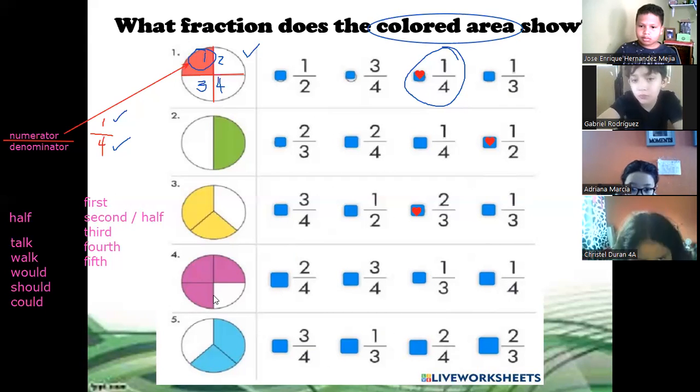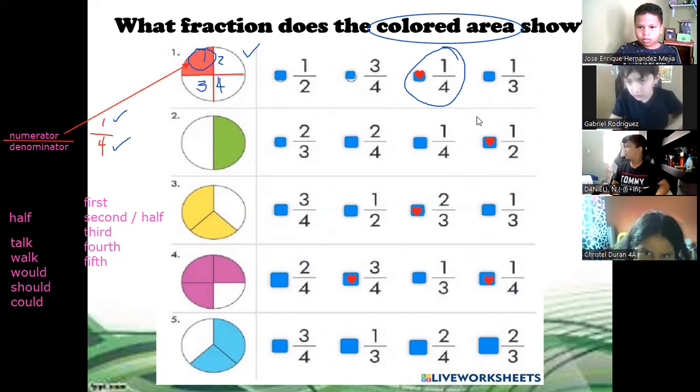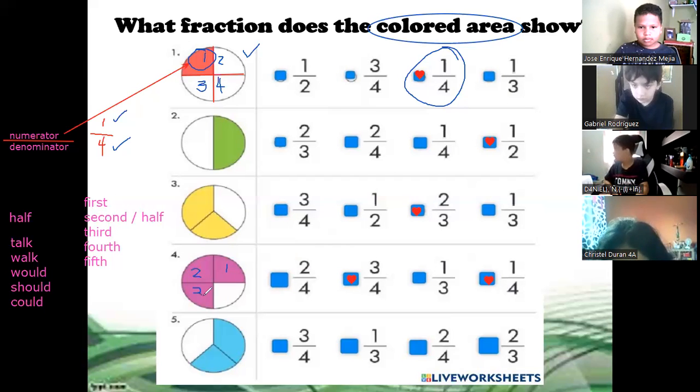The next one, what is the fraction? 2/4, 3/4, 1/3, 1/4. 3/4. Okay. Remember that we are working with the color area. In color here, we have 3 pieces. So our numerator needs to be the number 3. And this whole is divided into 4 pieces.